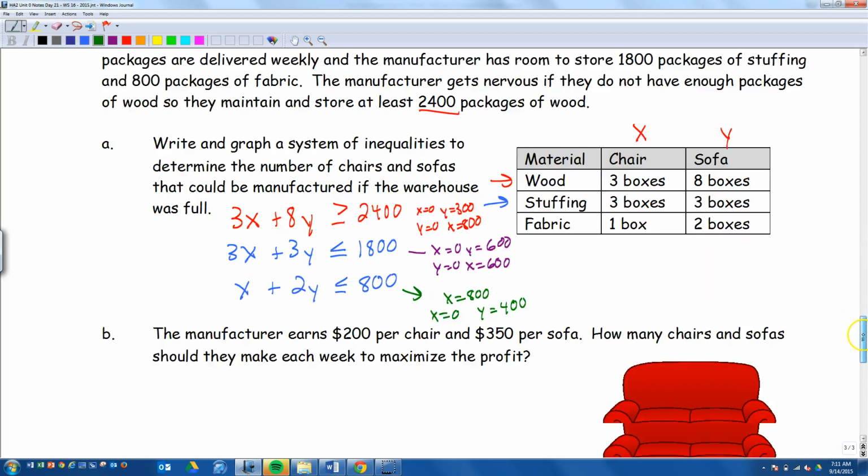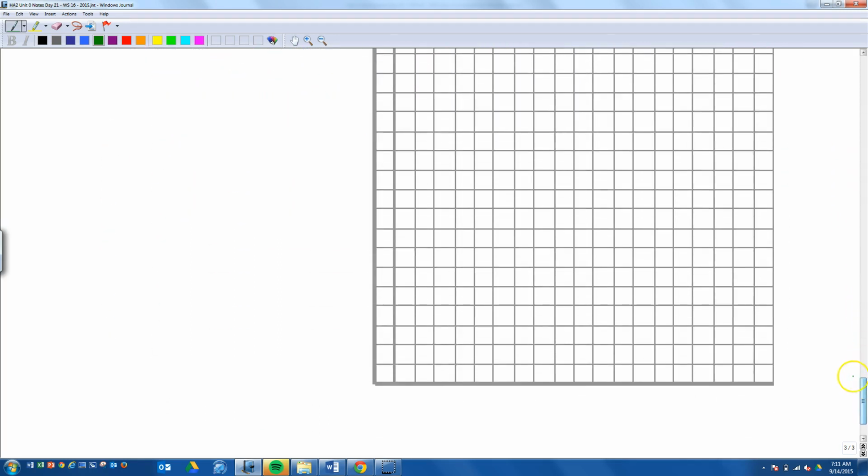So I'm going to do that right now. And I think these go 20 across. So I'm going to make each one 50. So every 2 is going to be 100. 400, 500, 600, 700, 800, 900, 1,000. And then this is number of chairs. And then the same thing going up. Every 2 boxes I'm going to make 100.